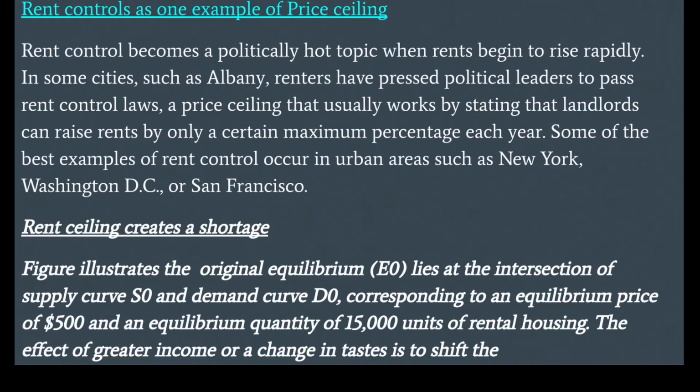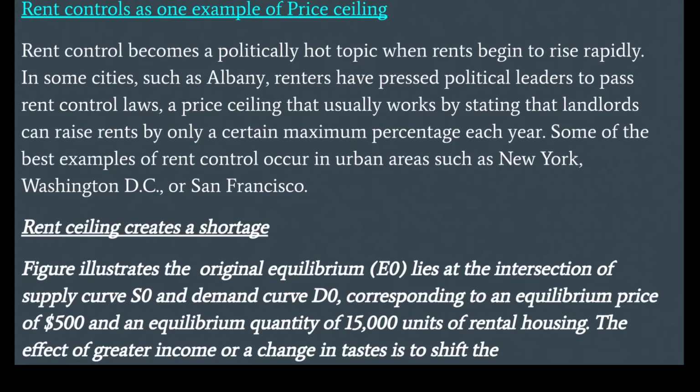Rent control is one example of a price ceiling. Rent control becomes a politically hot topic when rents begin to rise rapidly. In some cities, such as Albany, renters have pressed political leaders to pass rent control laws, a price ceiling that usually works by stating that landlords cannot raise rents by more than a certain maximum percentage each year. Some of the best examples of rent control occur in urban areas such as New York, Washington, D.C., or San Francisco. Rent ceiling creates a shortage.